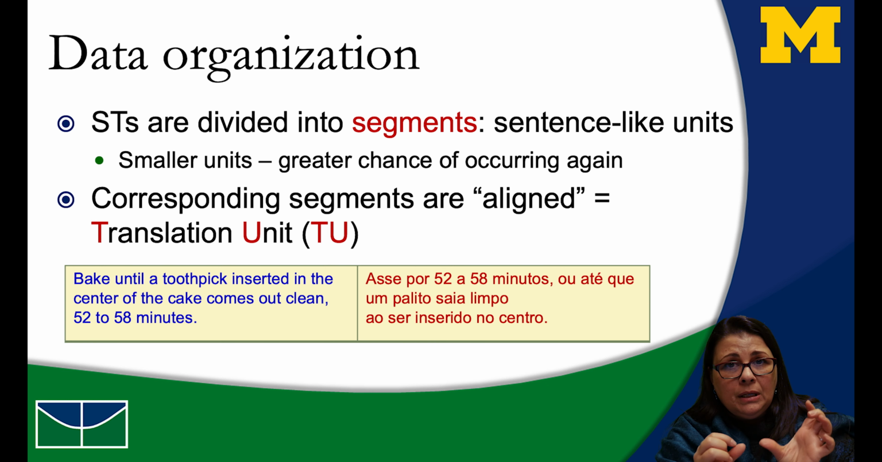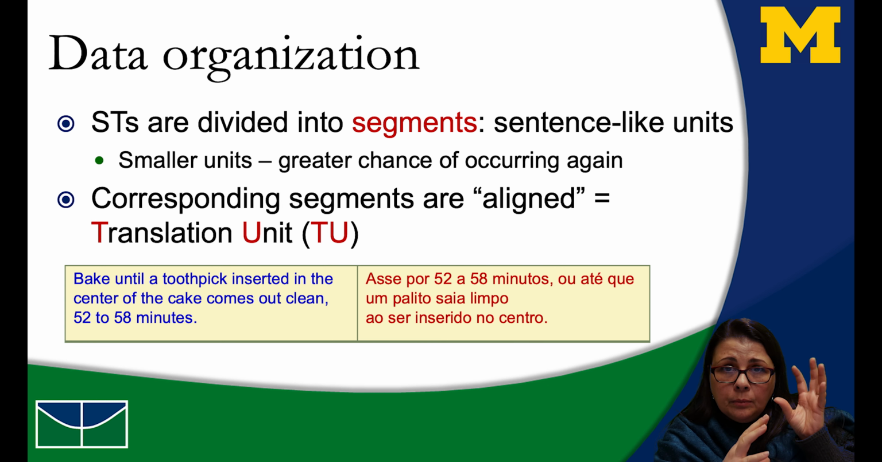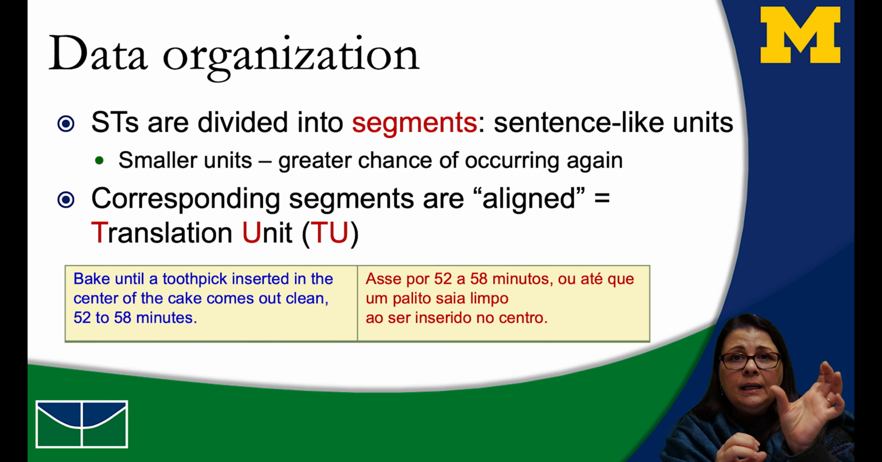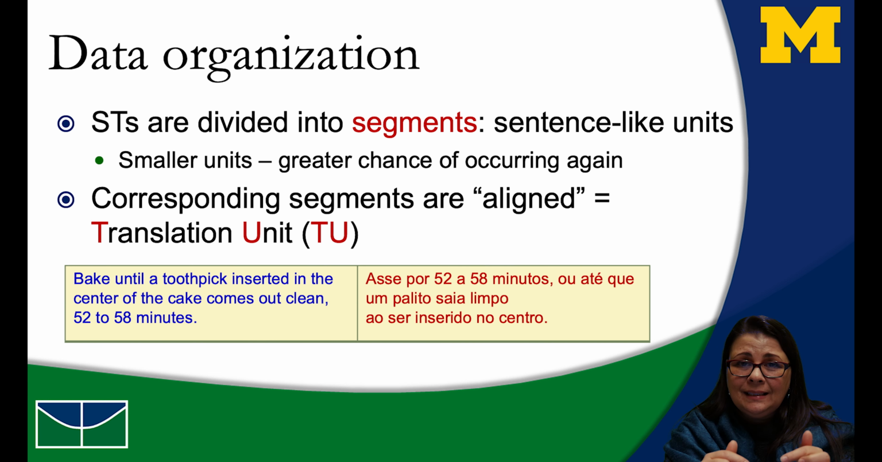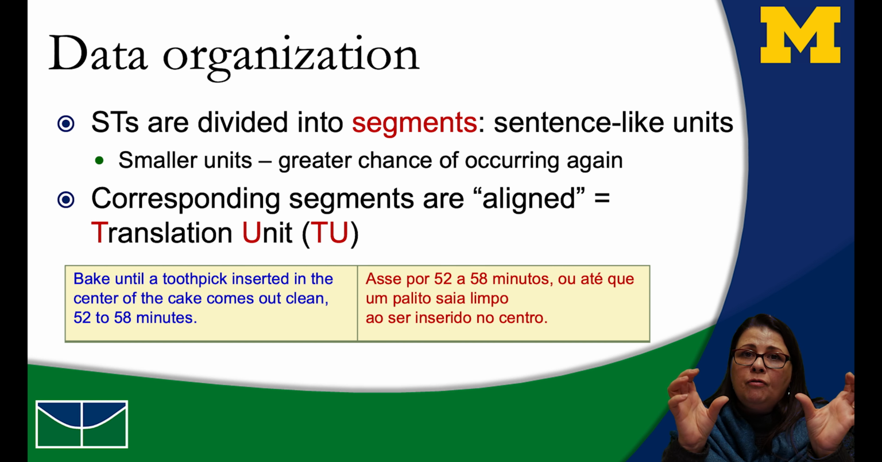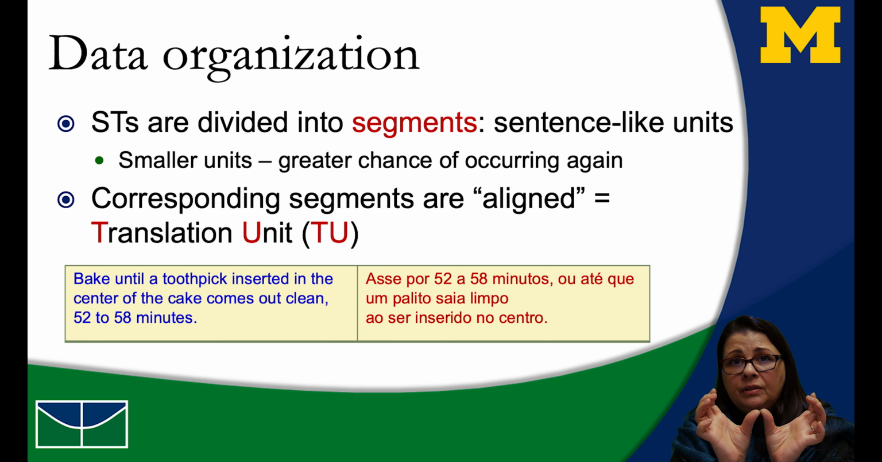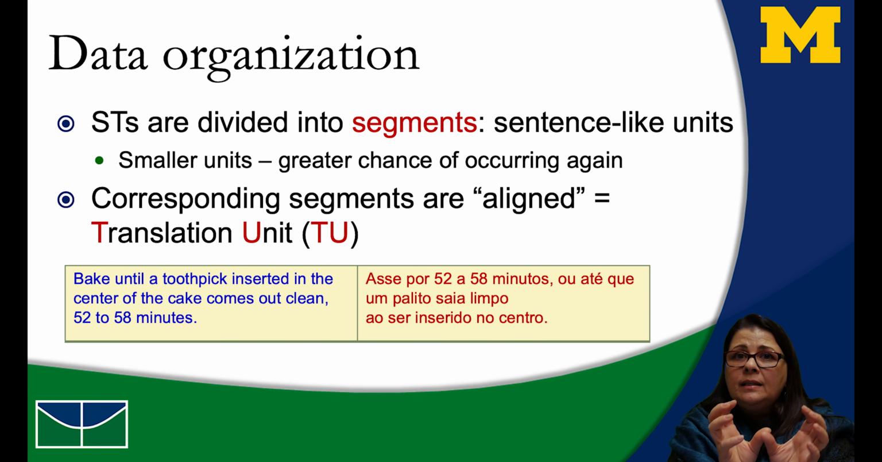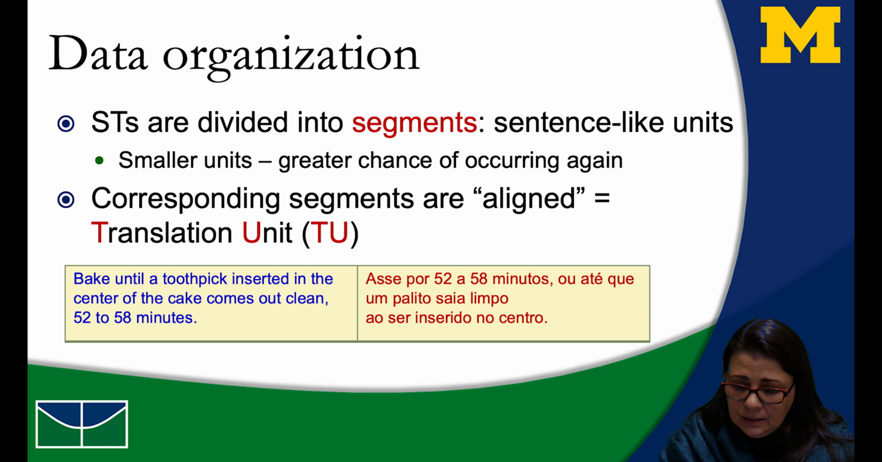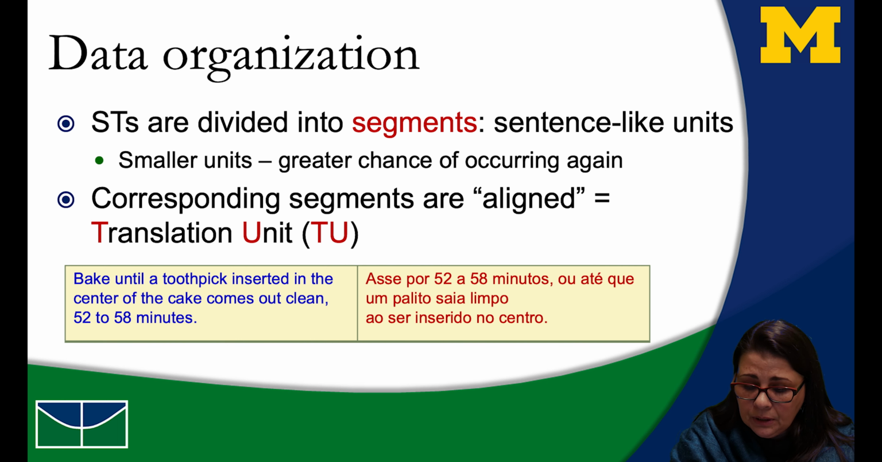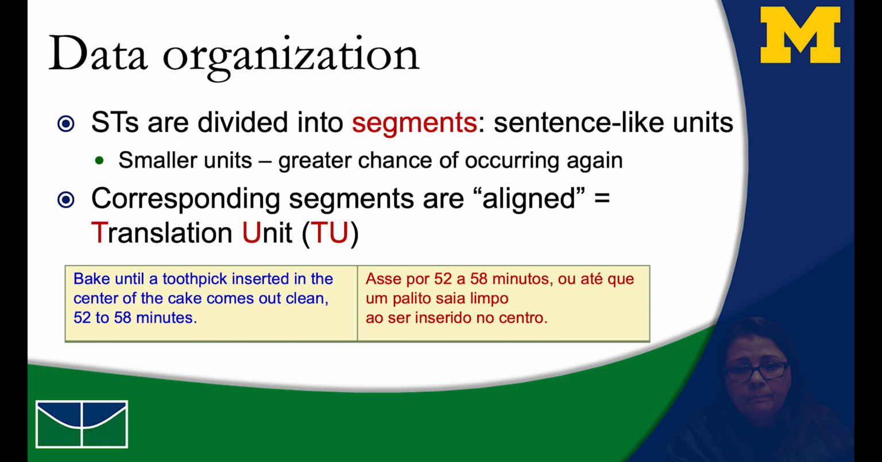But once the segments are separated in the program, every time you go to the next segment, you put your translation there, and this is going to form a unit with the source text and its equivalent translation. And that's going to be stored in that database. So here's an example here of a translation unit.